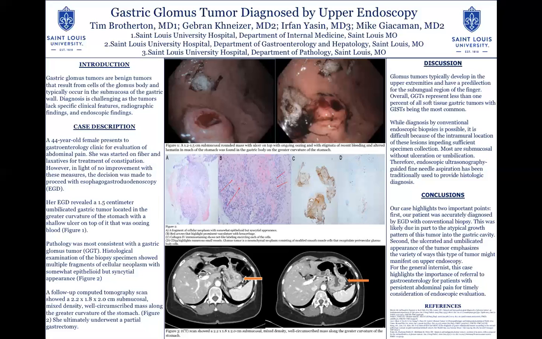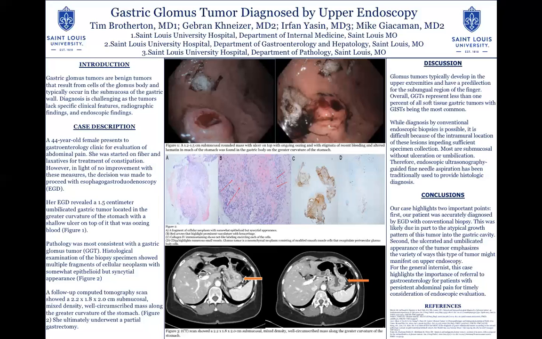While it is possible to diagnose these on upper endoscopy, such as in our patient who was accurately diagnosed by upper endoscopy, it's very difficult as the tumors are submucosal. Therefore, it's hard to get an adequate biopsy specimen just from a traditional endoscopy. And many of these patients, actually most of these patients, require either an endoscopic ultrasound with fine needle aspiration or even a surgical pathology from resection to confirm their diagnosis.